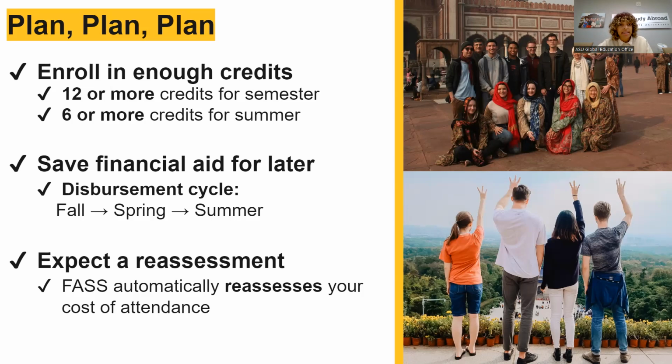Also, a piece of advice is that you can save your financial aid for later. So how this works is every student, when you submit your FAFSA, you are offered a financial aid package starting for the fall. You don't have to accept all of the aid that you are offered in the fall. You can actually accept partial aid in the fall, save some of that for later semesters, so for spring or summer terms, and that can help pay for your program.